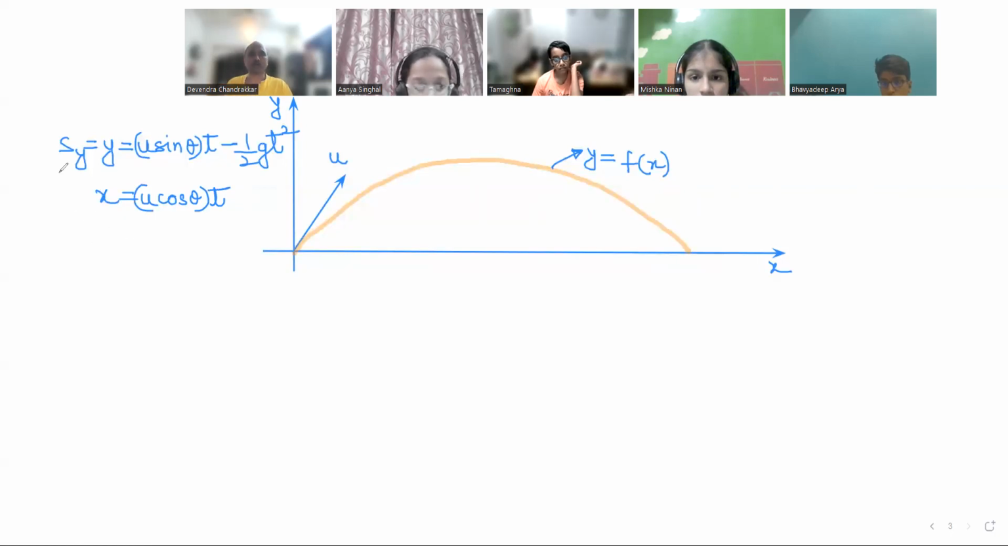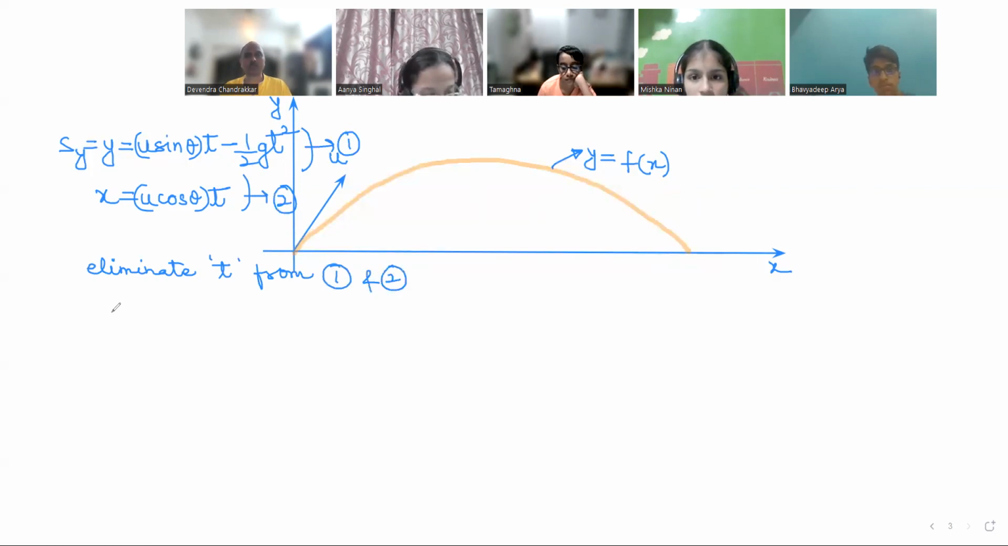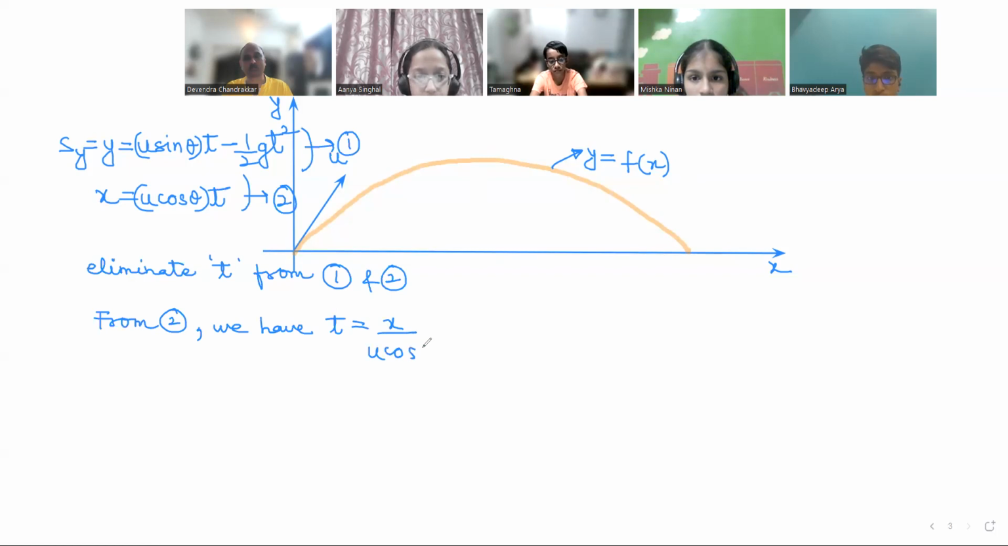The displacement along x-axis. Now, if you want to write y as a function of x, what you will do here is eliminate t from these two equations. Let's call this 1 and this 2. So how will we do that? From 2, we have t is equal to x upon u cos theta. Yes or no? Yes, sir.